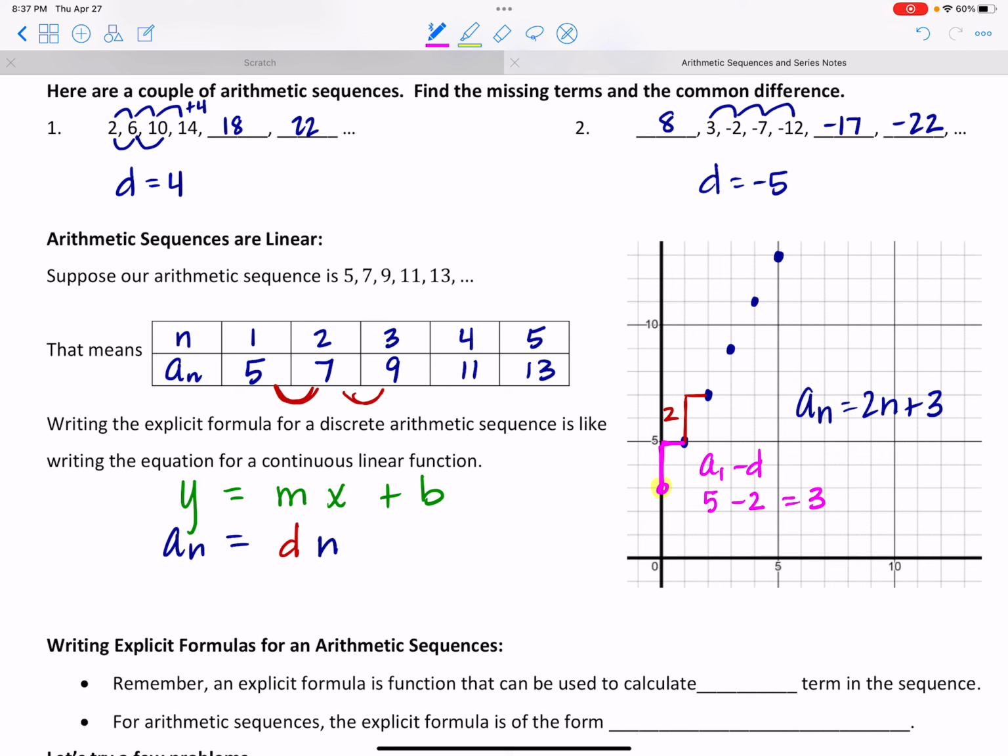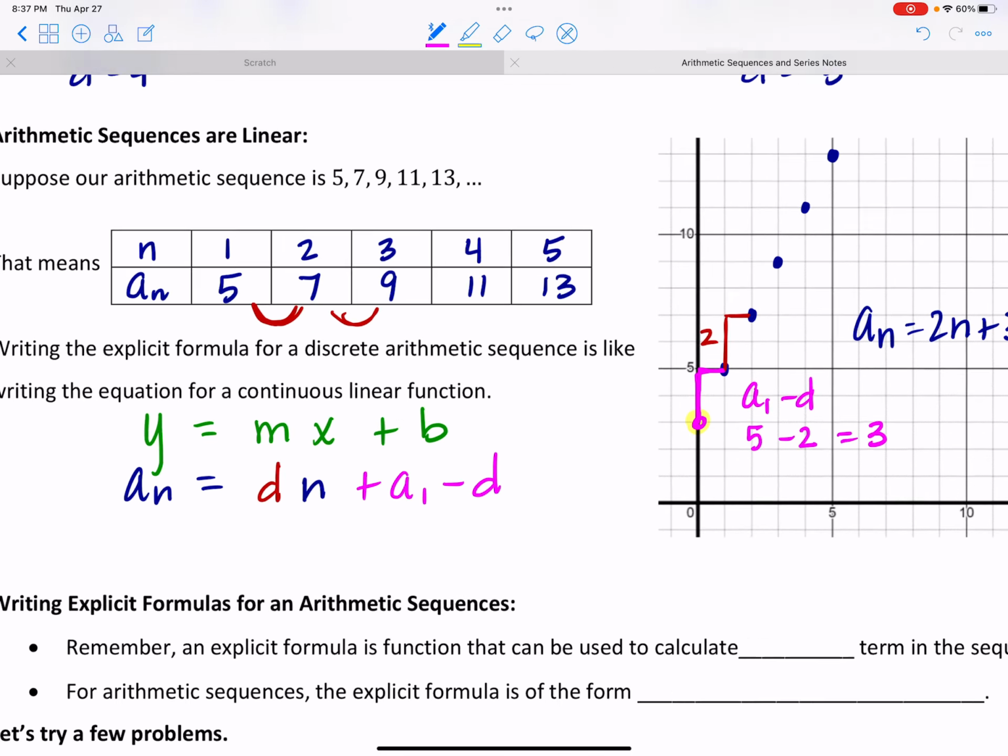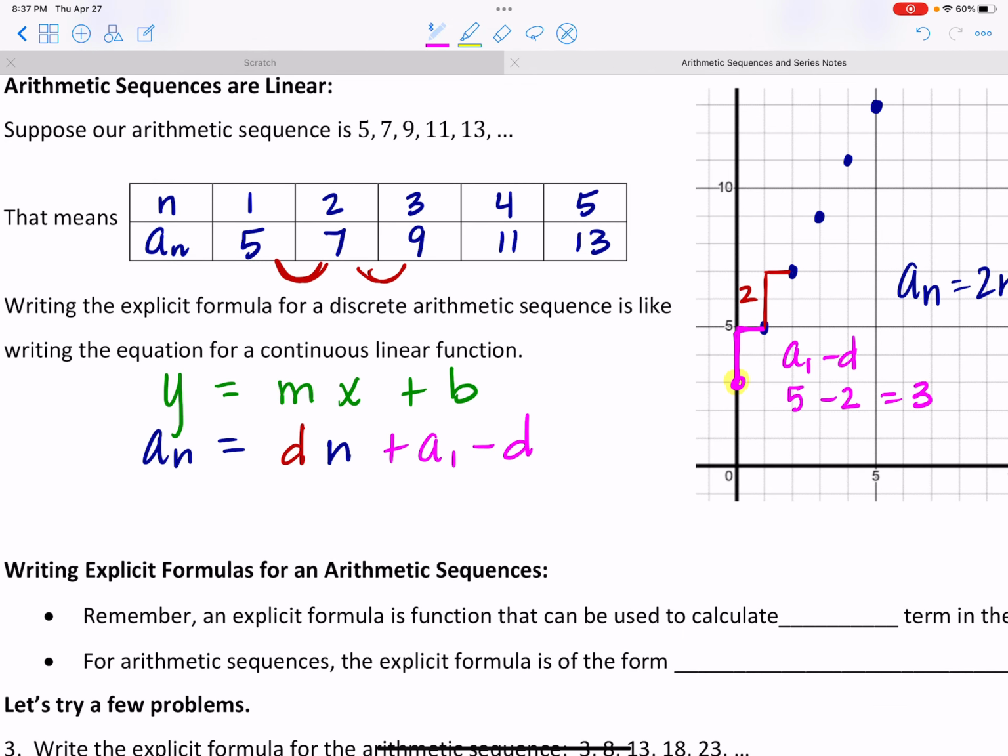So I'm going to generalize b by saying it will be our first term minus our common difference. And now, instead of a y equals mx plus b formula that we can use to write linear equations that are continuous, we have the same formula but in terms of our sequence notation. Now, when we actually use this formula, it's cleaned up a smidge. So let me show you the cleaned up version.